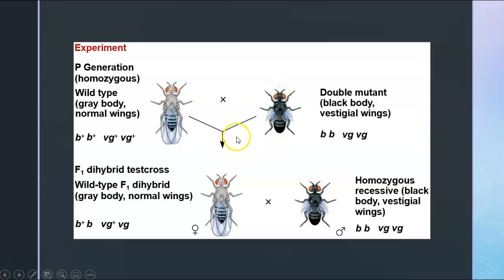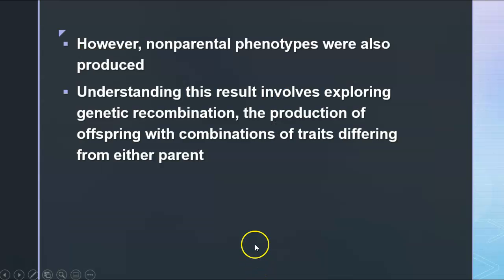And so when he crossed those, he found that you would expect, if they're inherited together, that the dihybrid is going to have gray body and normal wings, and that the homozygous recessive is going to have a black body and vestigial wings. Pretty logical jump to make, okay? But here's what he found: he also found some that were not the same phenotypes as the parents. We call those non-parental phenotypes.